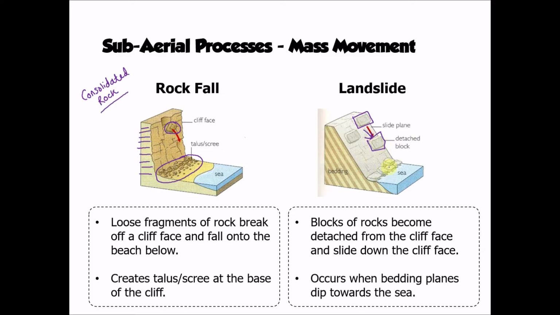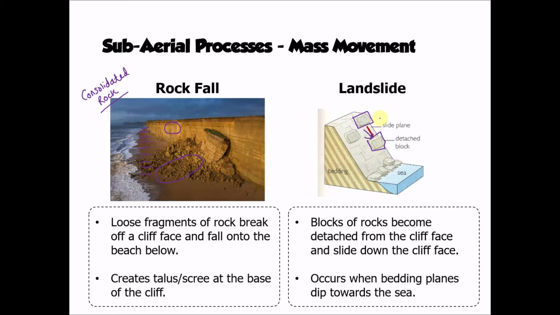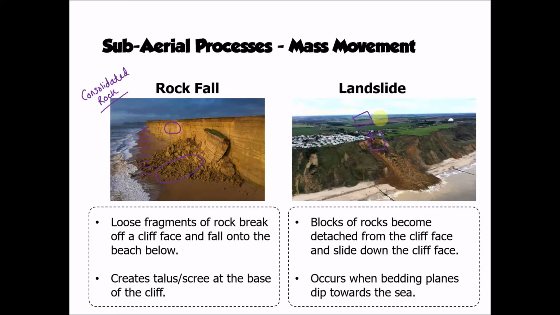Again, it might break up on the way down and become broken up into smaller fragments. We can see here how that layer of rock has broken off the cliff and has slid down. Obviously it's broken up on its way down. Places like Lyme Regis are quite susceptible to landslides rather than rockfalls because of the way that the layers of rock are angled towards the sea.